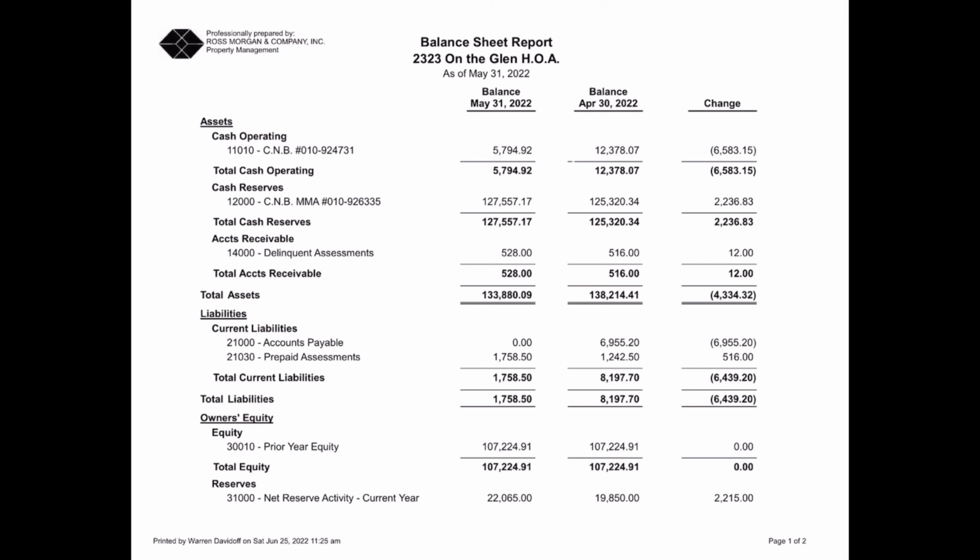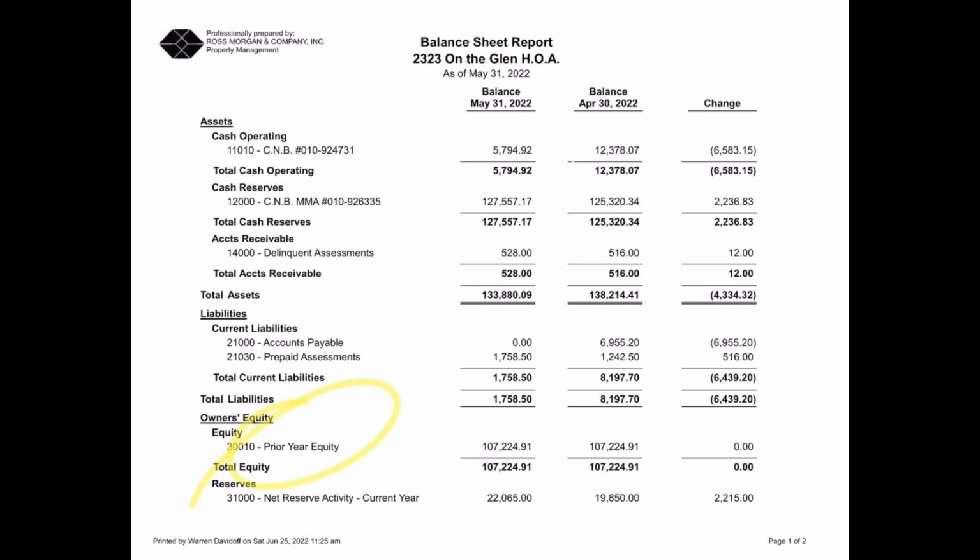The next item that we see here on the balance sheet is prepaid assessments. Prepaid assessments reflect assessments paid in advance by owners. Some owners will pay dues in advance for a year. Some owners will pay them in advance for a quarter, but we track that information, and that's why it's reflected here on the balance sheet as prepaid.